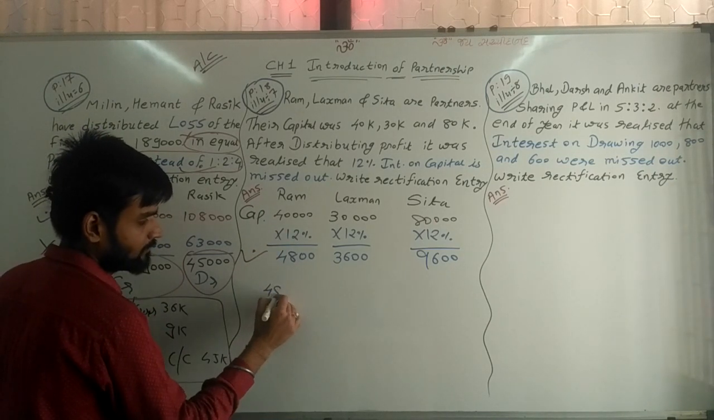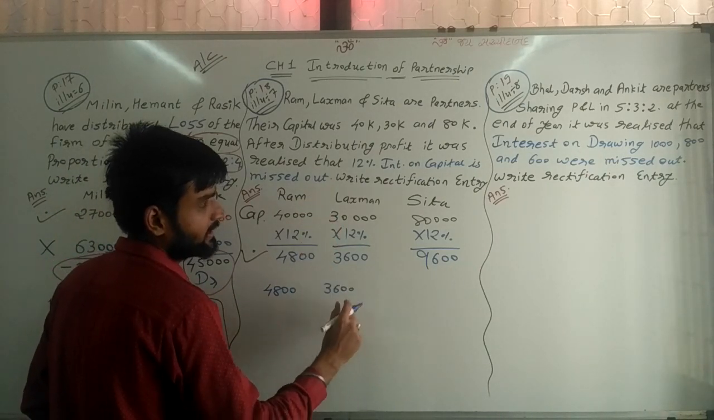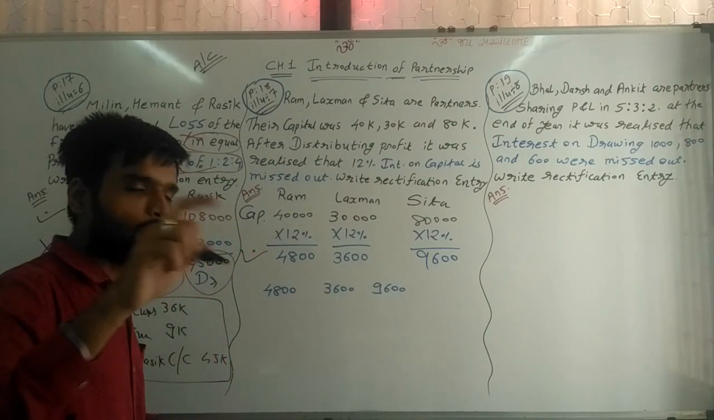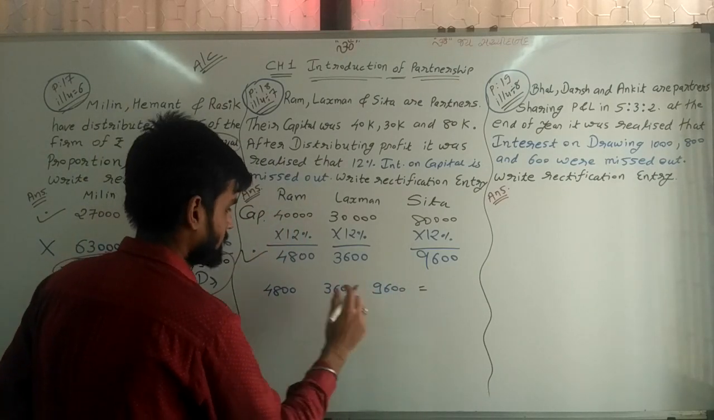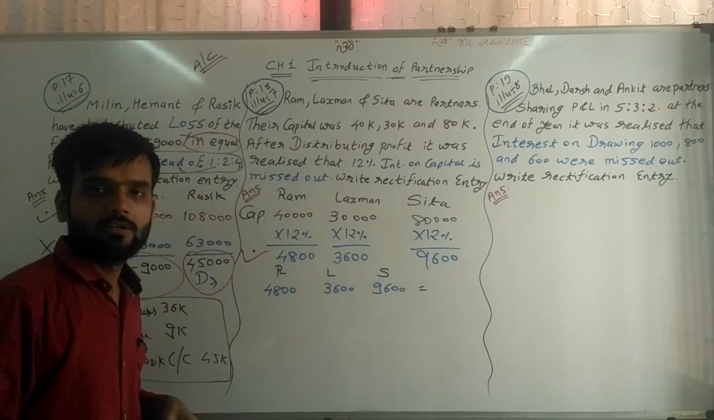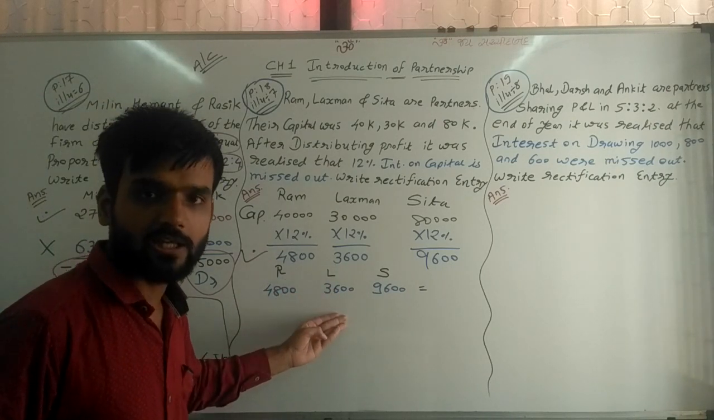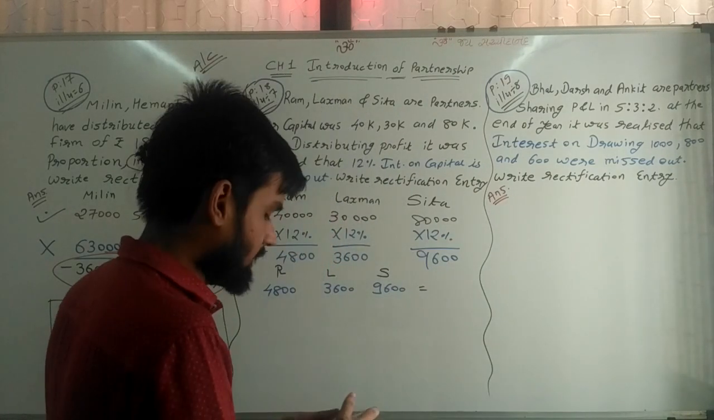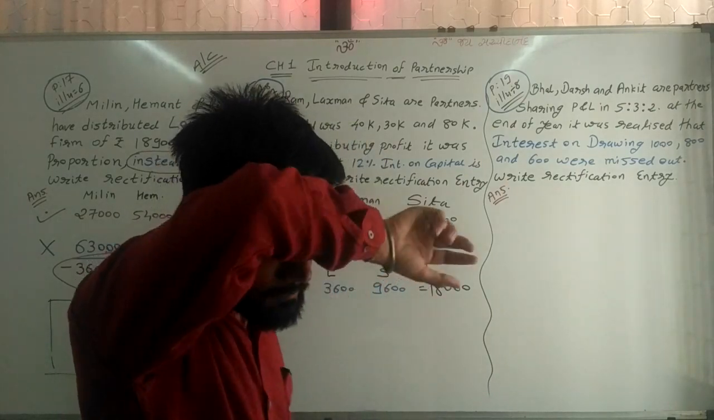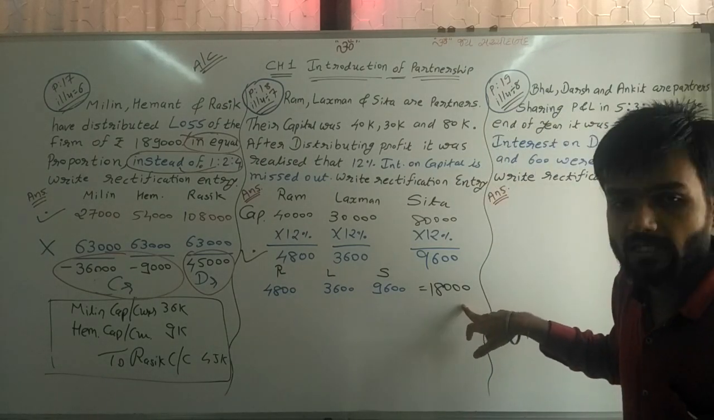For Ram, 4,800. Lakshman, 3,600. Sita, 9,600. Now make the total of these three. Now make the total: 4,800 plus 3,600 plus 9,600. The answer is 18,000.